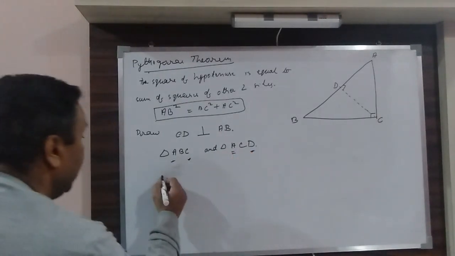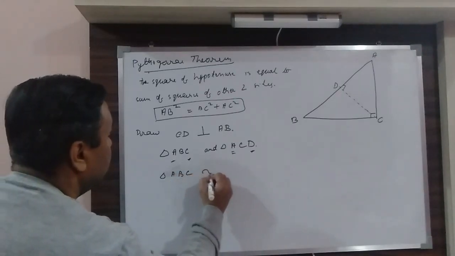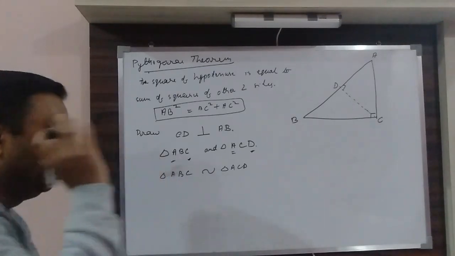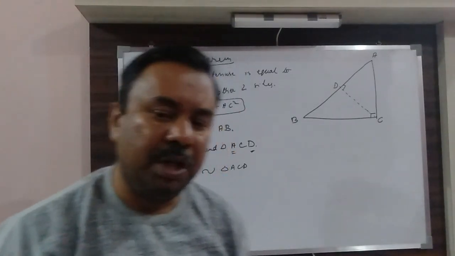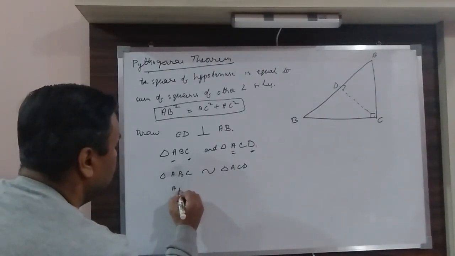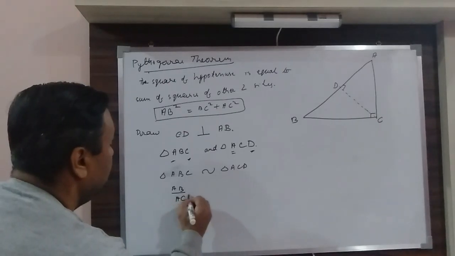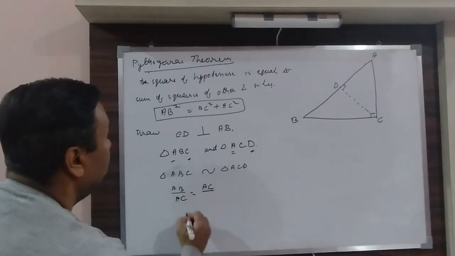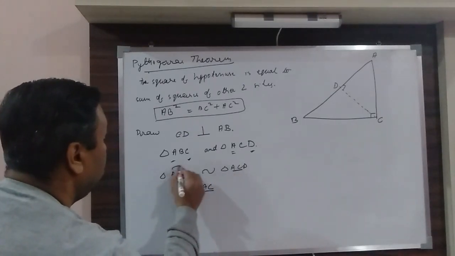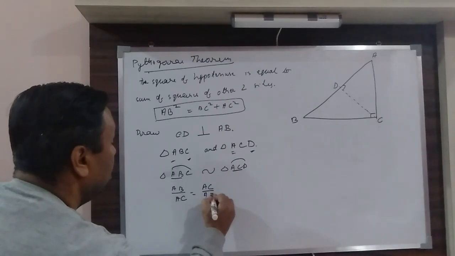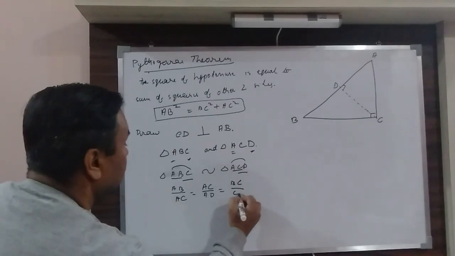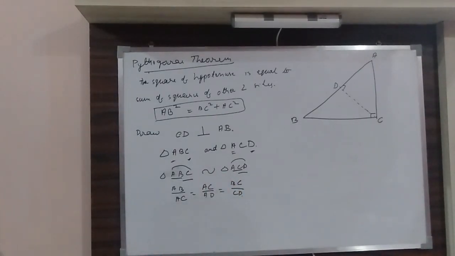So I can say that triangle ABC is similar to triangle ACD. And if these are similar, that means the corresponding sides are in the same ratio. If their corresponding sides are in the same ratio, that means AB over AC will be equal to AC over AD, and that will be equal to BC over CD. Okay, take the first two.